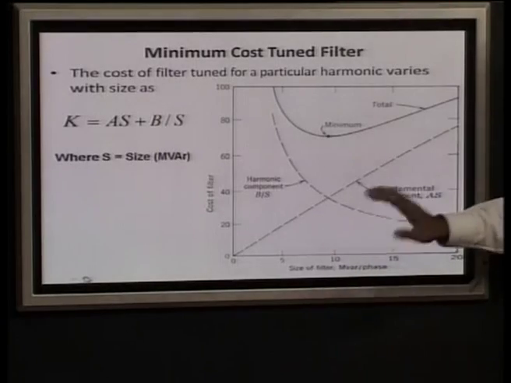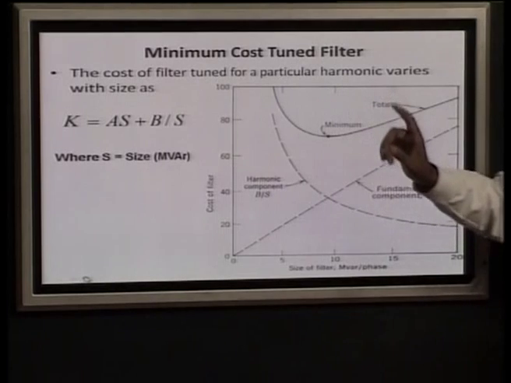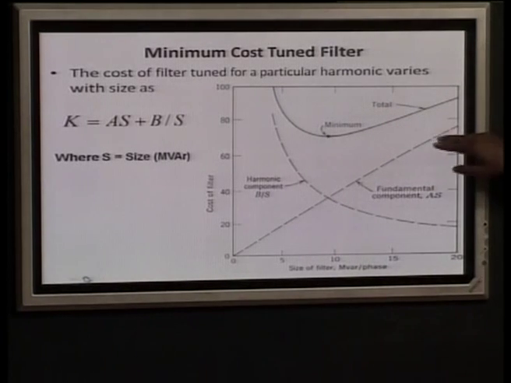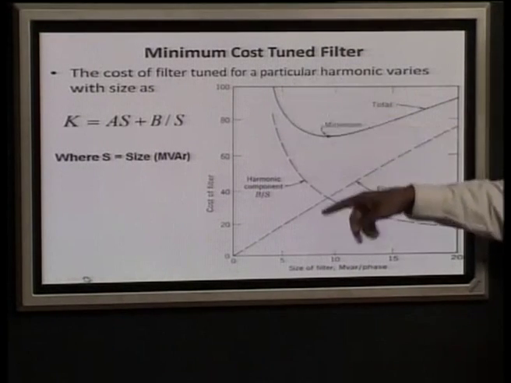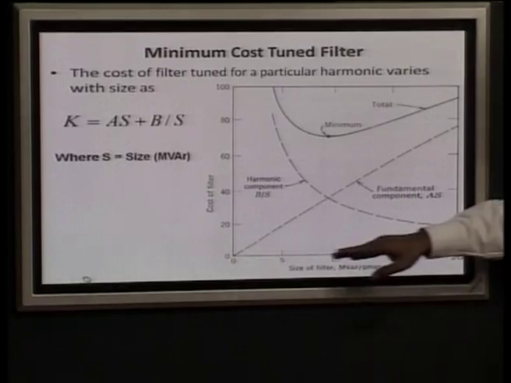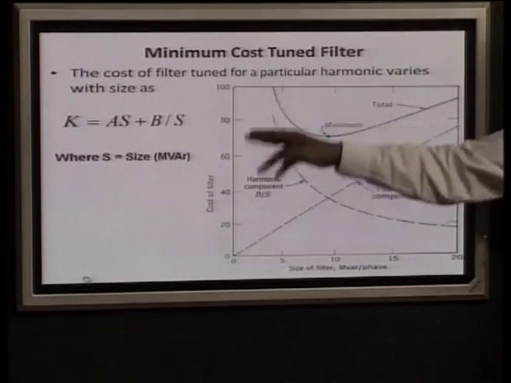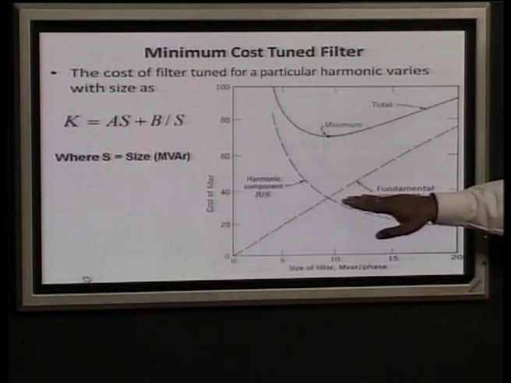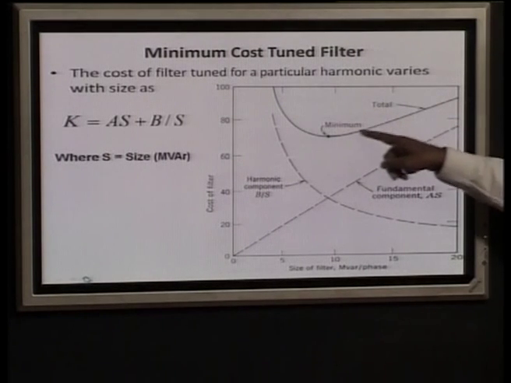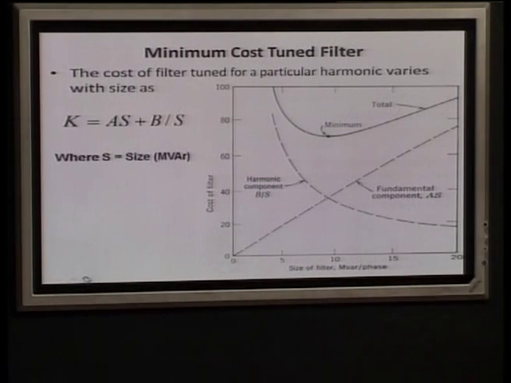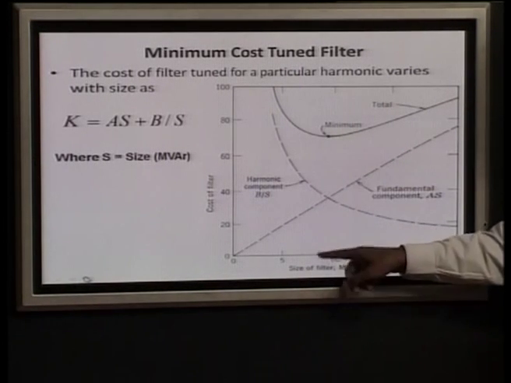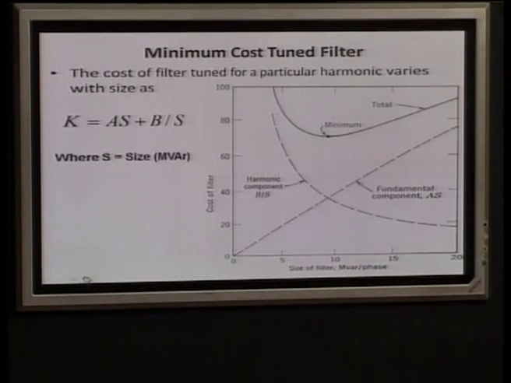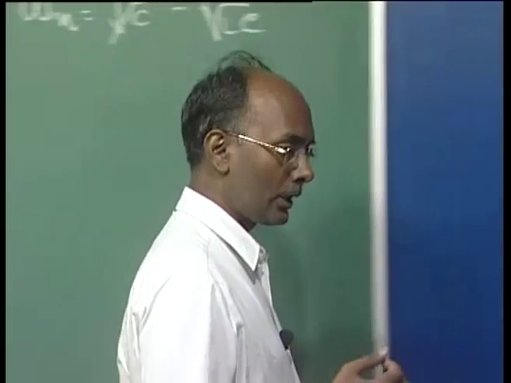I will prove this expression, and derive it also. Here you can say if the fundamental component, the size, is increasing, the cost of the filter is increasing. But if you see the harmonics component, if the size is increasing, then the cost is decreasing. If you add both together, we get this curve almost. At a particular point you will find the minimum value for which the cost will be optimal for the given size. So we will see how we are going to get this A and B value, how we are going to calculate it.